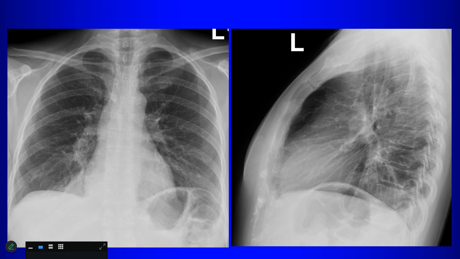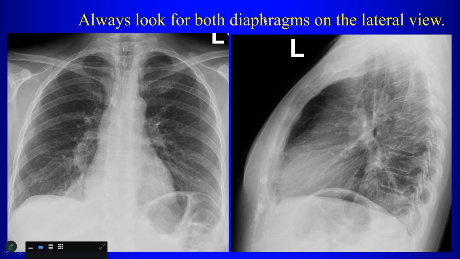The opacity right over the right diaphragm. There's an opacity here, right? And this diaphragm, that right diaphragm back here, is obscured. There's a spine sign, right? So there's something going on where? What lobe? Right lower lobe. Always look for both posterior diaphragms on the lateral view.